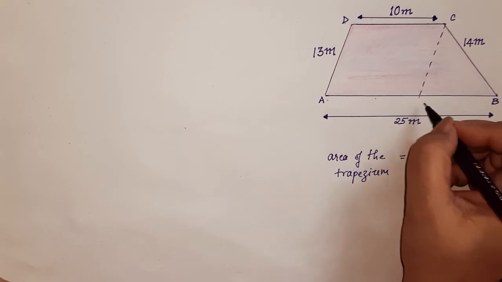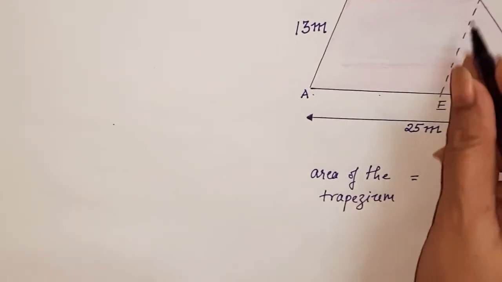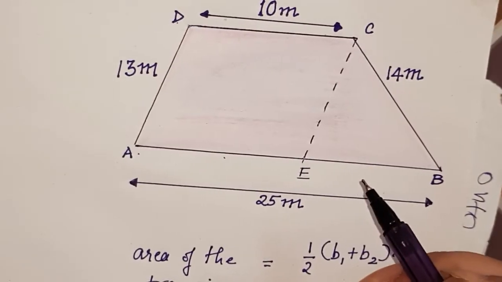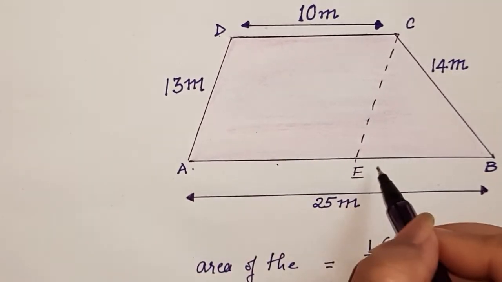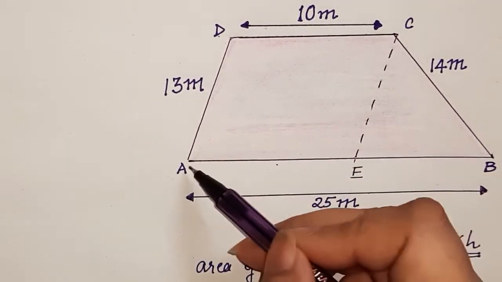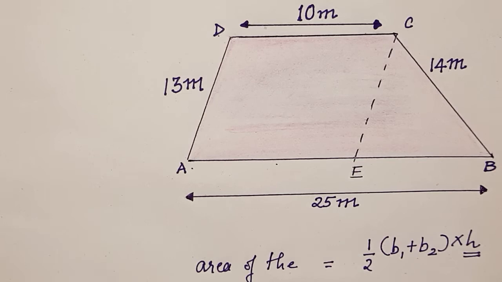Let us name this point as E, CE. So we can say CE is parallel to AD and DC is parallel to AE, therefore AECD is a parallelogram.